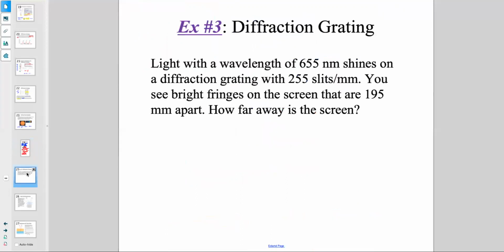Now let's take a look at another example. Example number 3: light with a wavelength of 655 nanometers. This time we have the wavelength already. So lambda is 655 nanometers.